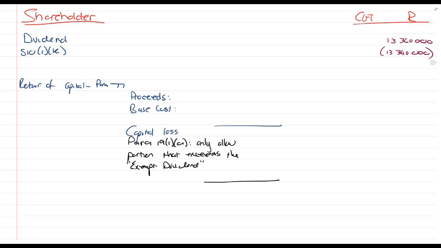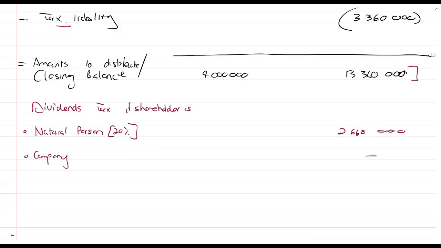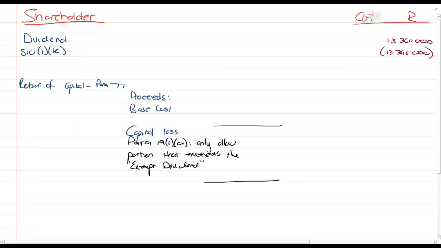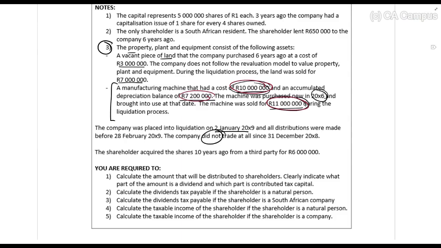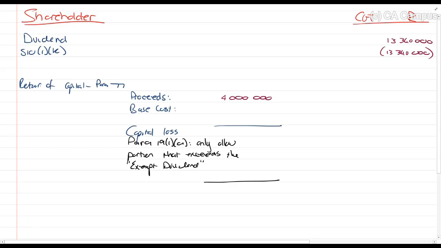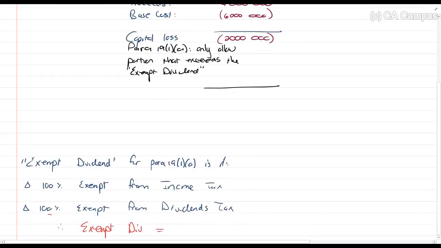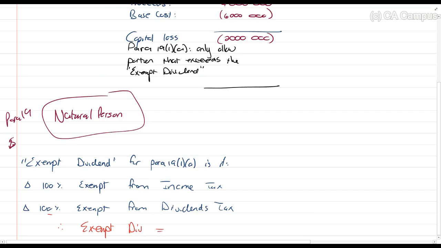Right? The shareholder receives 4 million rands for the sale of his or her shares. The shares had a base cost of 6 million. Remember, we're looking at the shareholder here, gives us a capital loss of 2 million. Now we go through our story again. If this is a natural person, we look at our paragraph 19 dividend stripping.